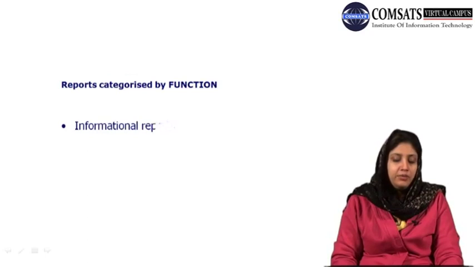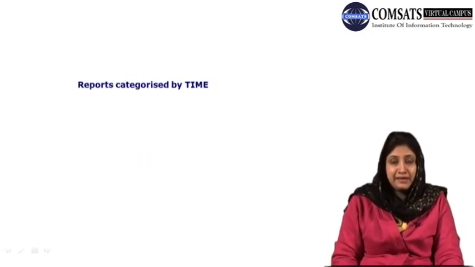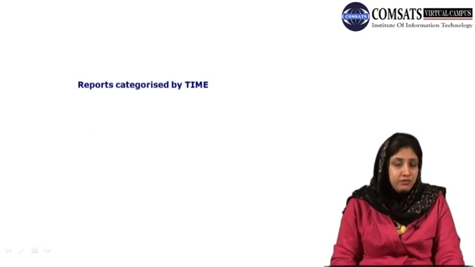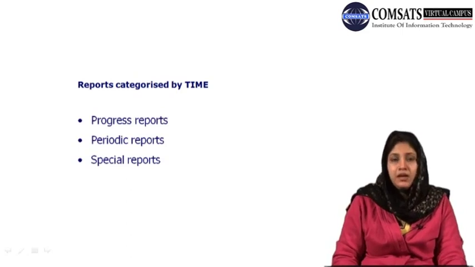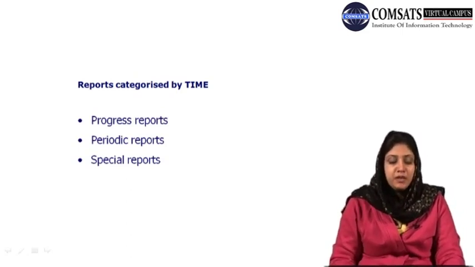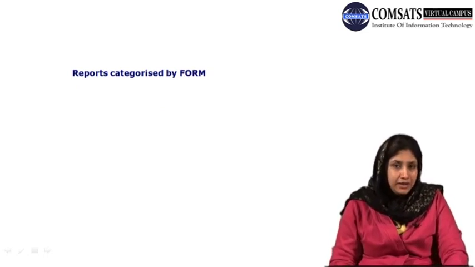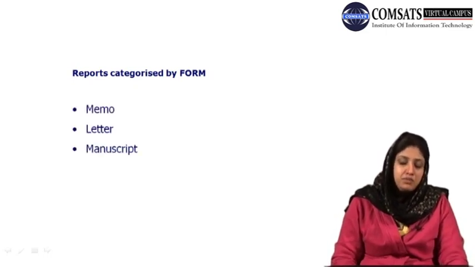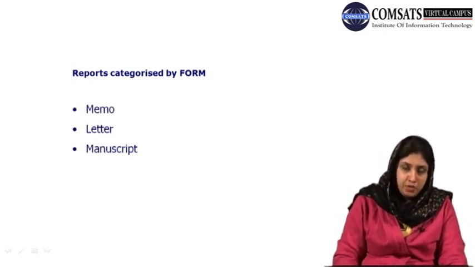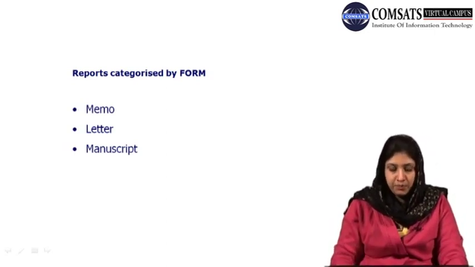Alright, now reports are categorized by functions: informational reports and analytical reports. These are two categories of reports, and they're also categorized by time, like progress reports, periodic reports, and special reports. The third category of the reports is based on the form of the report, that is memo report, letter report, or manuscript report, that we have already talked about at quite length.